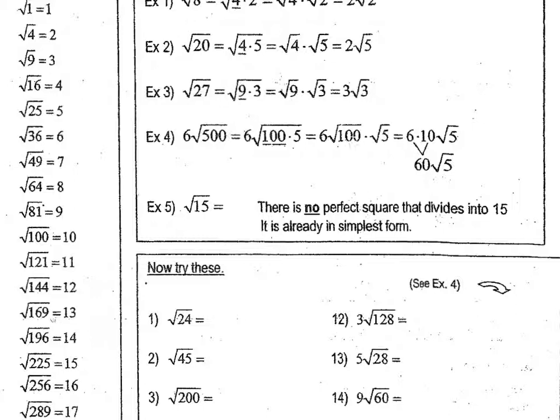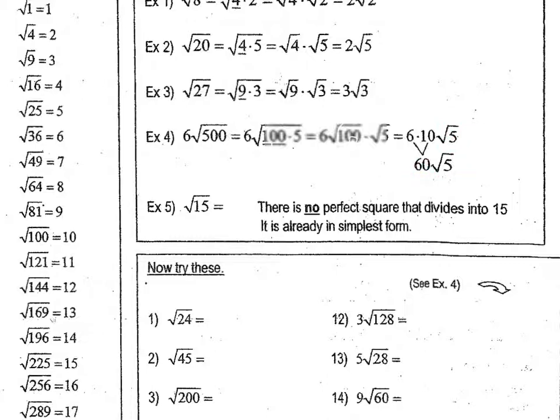What's the square root of 100? It's 10. So this right here, you don't write it anymore, you just put 10. The 6 that is outside, you multiply by what's coming from the square root of 100, which is 10, and that gives you 60. And the 5 cannot be simplified anymore, you just rewrite it. So 6 square root of 5.